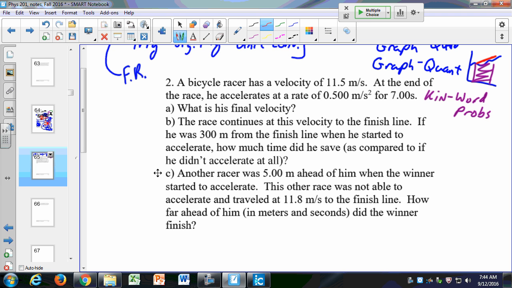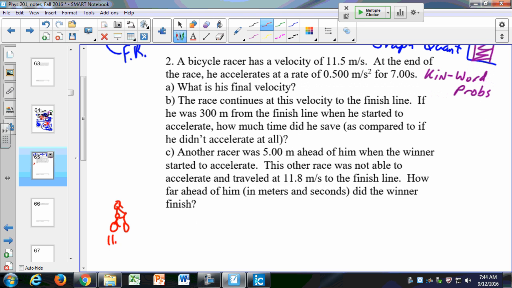So what he does is he's riding along. I always like to draw a picture. A bicyclist, you get the idea. He's riding along at 11.5 meters per second. And then at this point, he begins to accelerate at 0.5 meters per second squared for 7 seconds. So at some point during the race, towards the end, he begins to accelerate. And the first question just is, what is his final velocity?